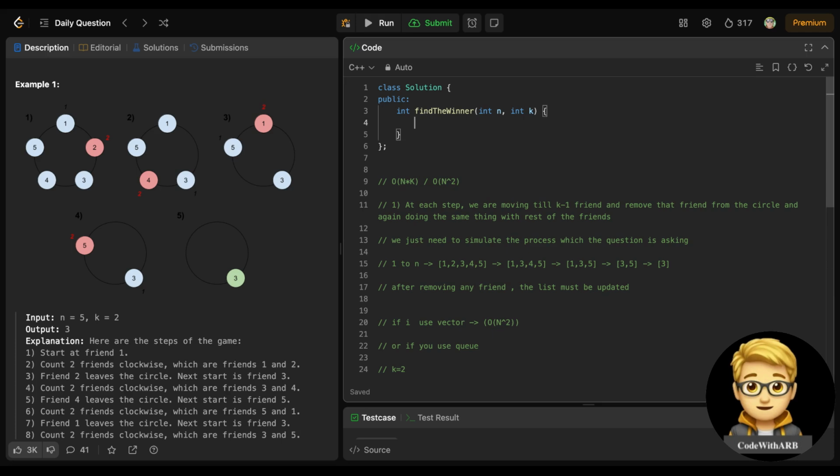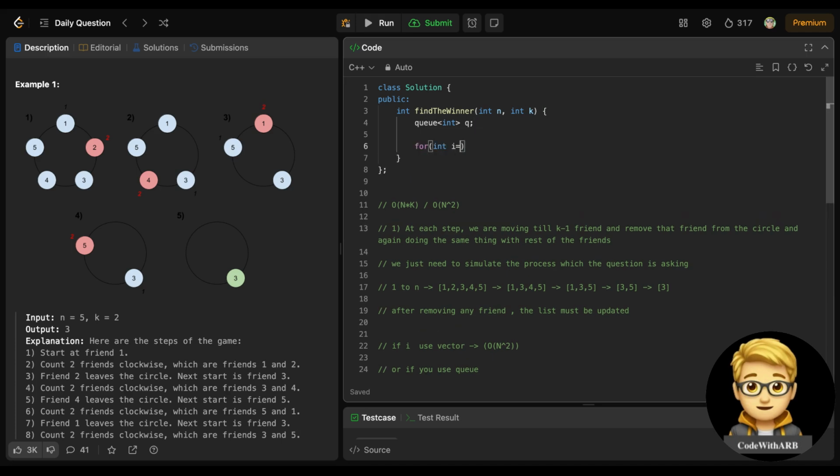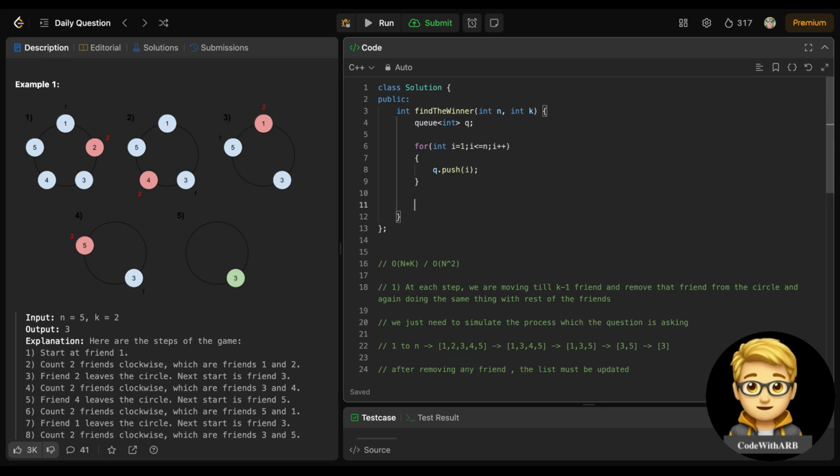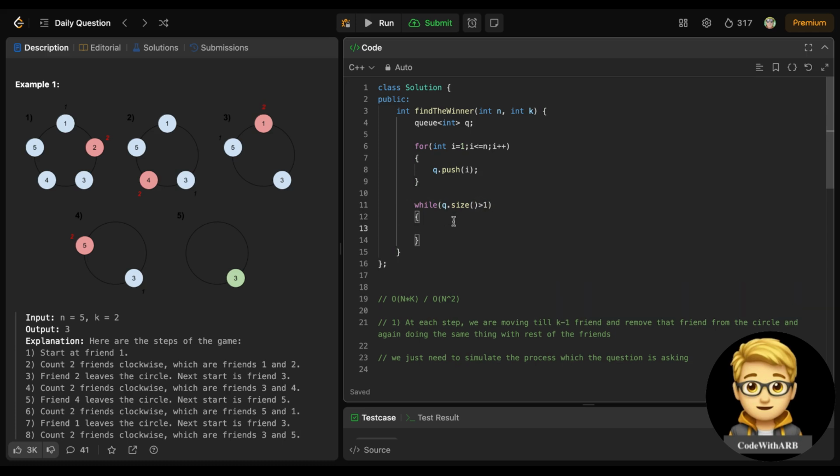So basically, I need to take a queue data structure, and I need to put all the numbers of the friends present from 1 to n into my queue, right? Now we will remove and insert until the queue has a size greater than 1. Because if it has size less than or equal to 1, that would be our answer definitely, because we definitely got our friend's answer, right?